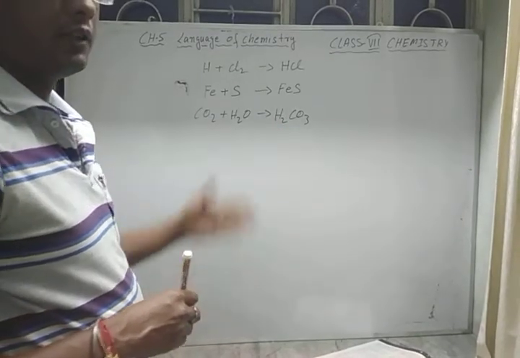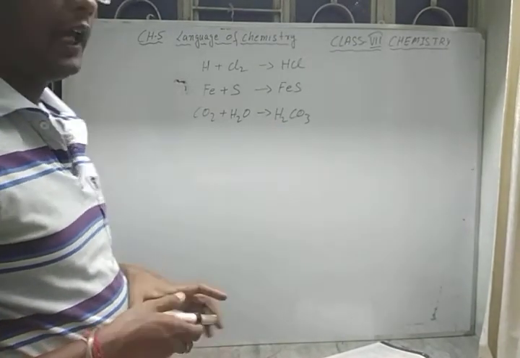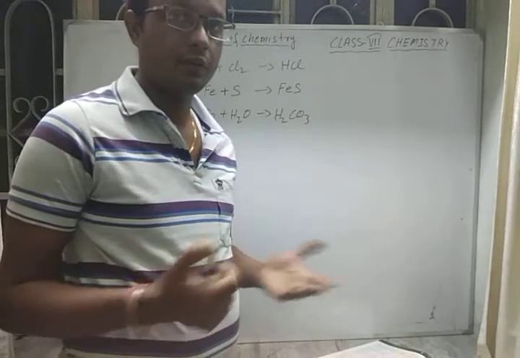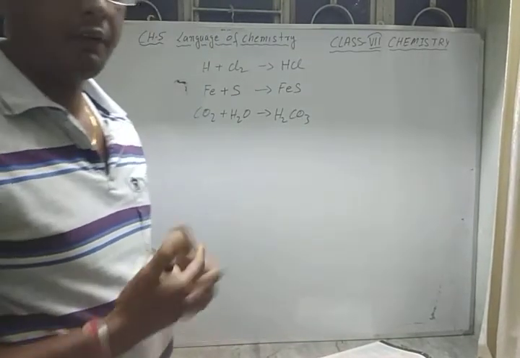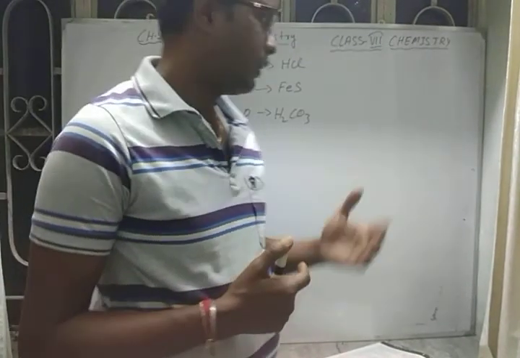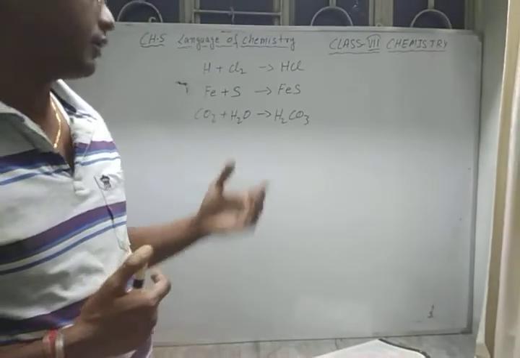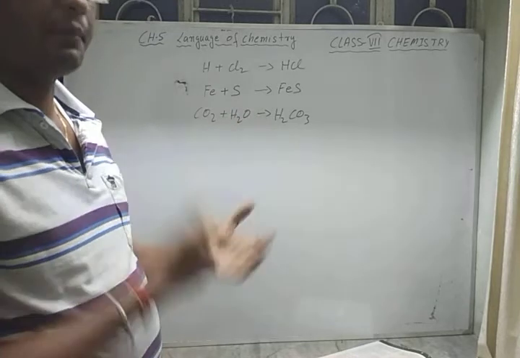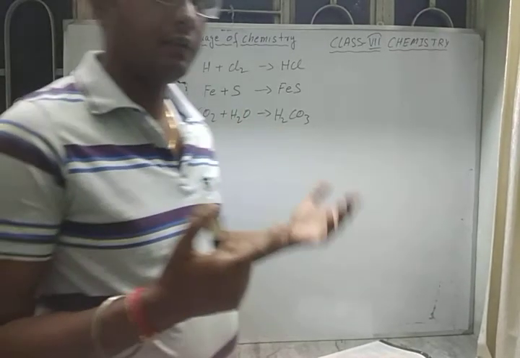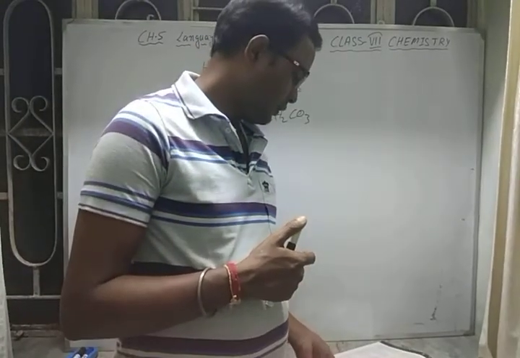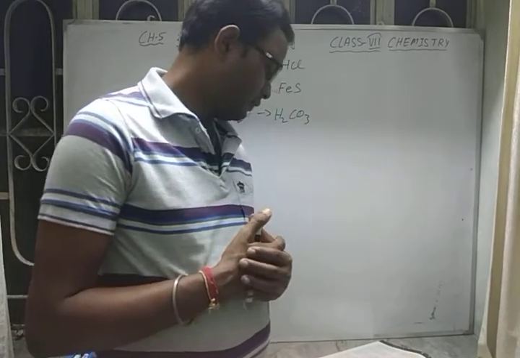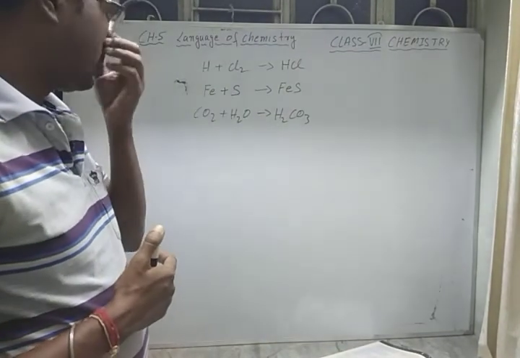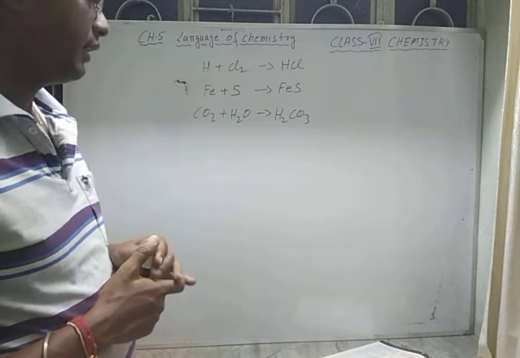This acid is generally used in aerated drinks. In cold drinks, suppose you drink Coca-Cola, Fanta or Thums Up, you are getting carbonic acid in them, because when carbon dioxide is mixed with water at high pressure, it gives a fizziness and gives us extra taste also. So these are the examples of combination reaction.